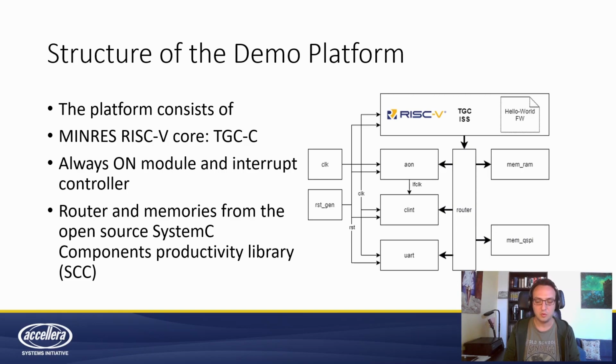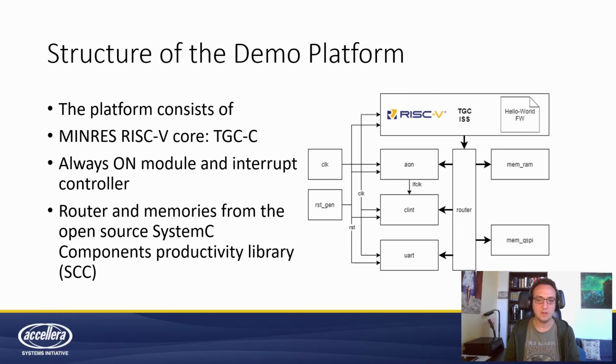firmware. To assemble the test design, besides the ISS, we will also use an AON module, core local interrupt controller, router, some memories, and a UART terminal to print messages from the firmware. As usual, we don't want to write the common peripherals from scratch, so we will take a generic router and memories from the SCC library. SCC is an open source, lightweight productivity library for SystemC and TLM2.